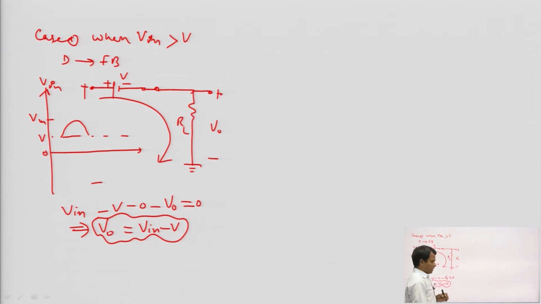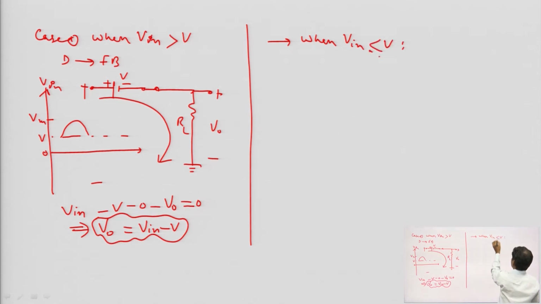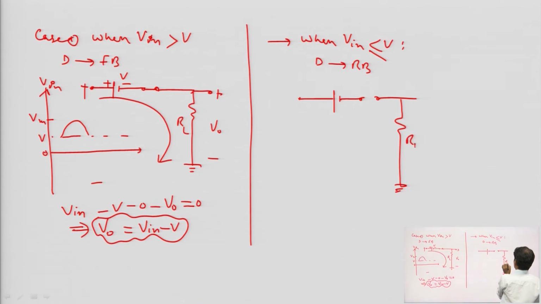Okay guys. Now case 2, when input is less than V, or you can say equal to V, then what will happen? The diode is in reverse bias. Then the diode is open circuited, and this is the RL, and this is plus minus V naught.